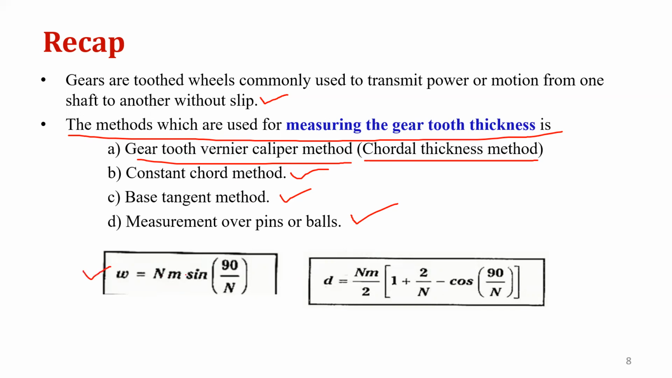W is equal to Nm sin 90 by N, and chordal addendum D is equal to Nm by 2 into (1 plus 2 by N minus cos 90 by N). So in this, D and W depend on the number of teeth on the gear and also the module.